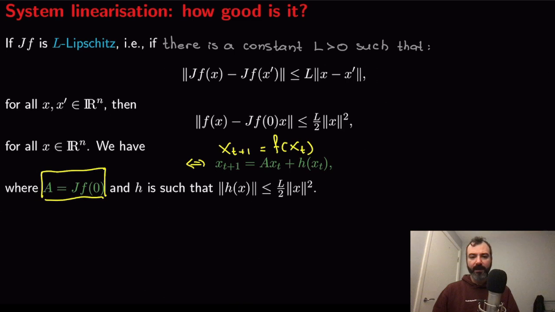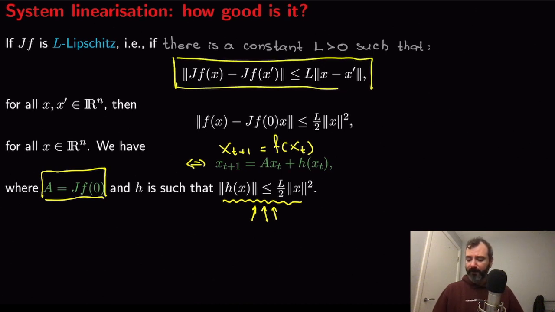And I know one thing about the linearization error. I know that the linearization error is less than or equal to a number times the squared norm of x, which means practically that as x becomes small, when I'm close to the origin, so the norm of x is small, this implies that the linearization error h will be small. It will have a small norm. So this inequality you see here controls the linearization error. And this is precisely why I had to assume this Lipschitz condition.